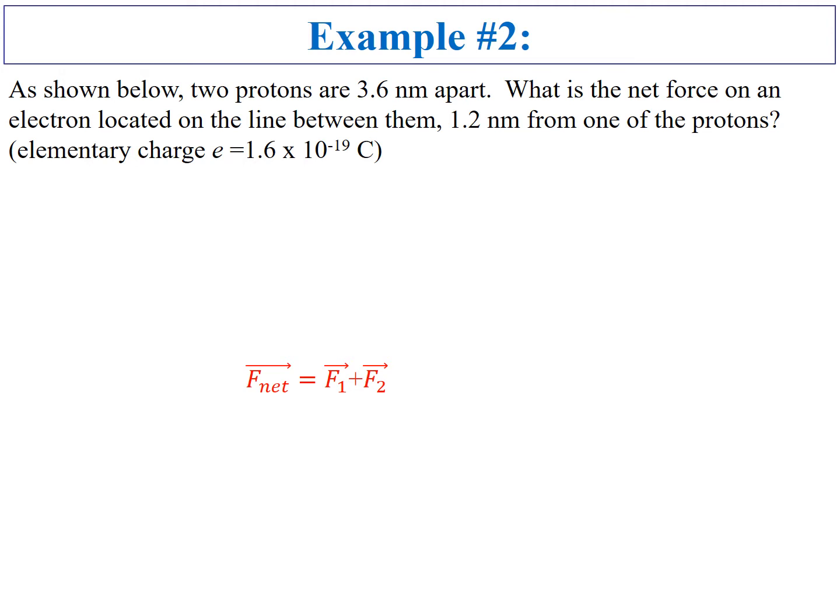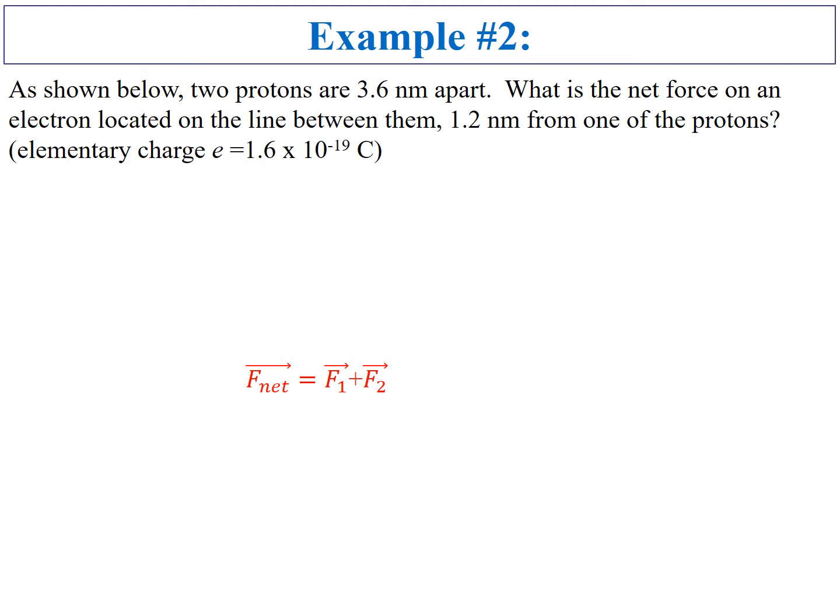Another example, as shown below: two protons are 3.6 nanometers apart. Nano means 10 to the minus 9. What is the net force on an electron located on the line between them, 1.2 nanometers from one of the protons? You know the elementary charge of the proton is 1.6 times 10 to the minus 19 coulomb, and in this case you have to calculate the net force.